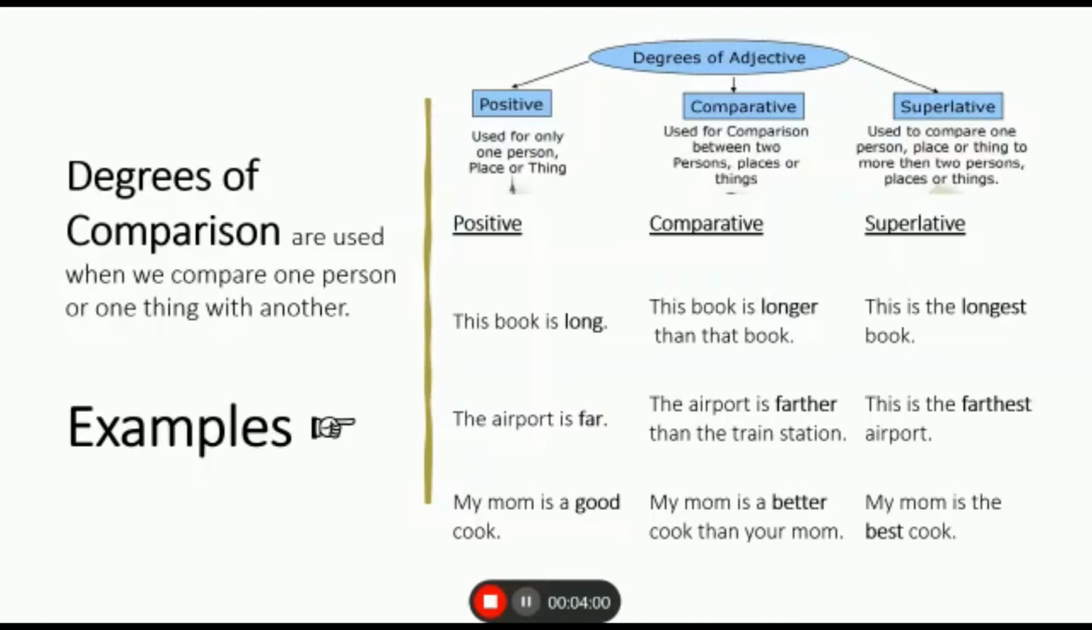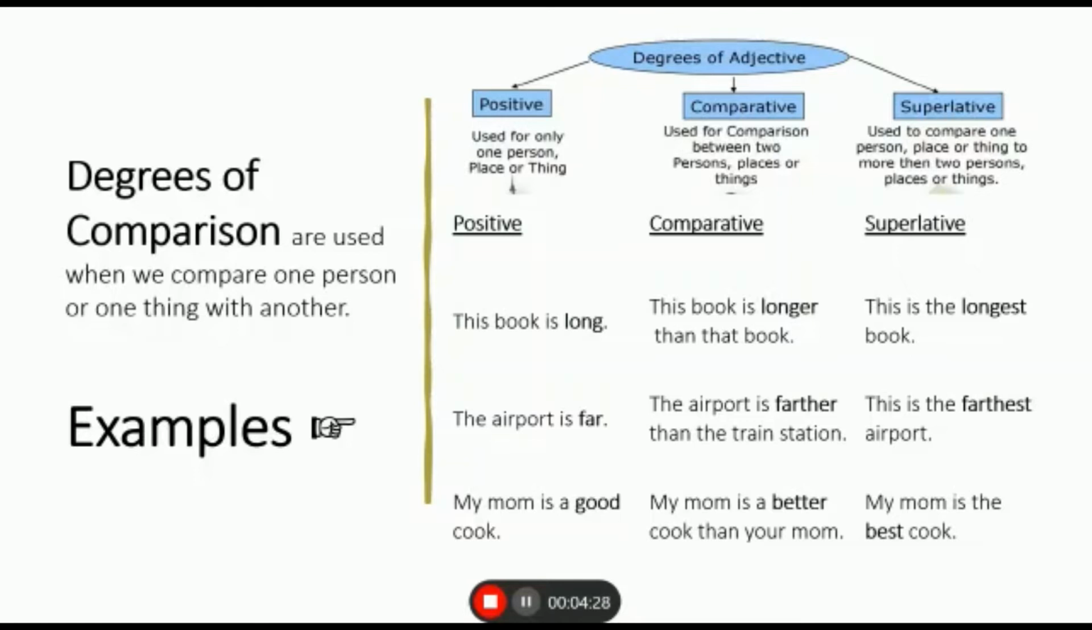So be careful. In superlative, it becomes this is the longest book. So whatever book that I have read, this one is the longest one. So I'm comparing one book with all the other books. Second example says the airport is far. This is a normal statement where I am telling you that the airport is far away. The second degree says the airport is farther than the train station.